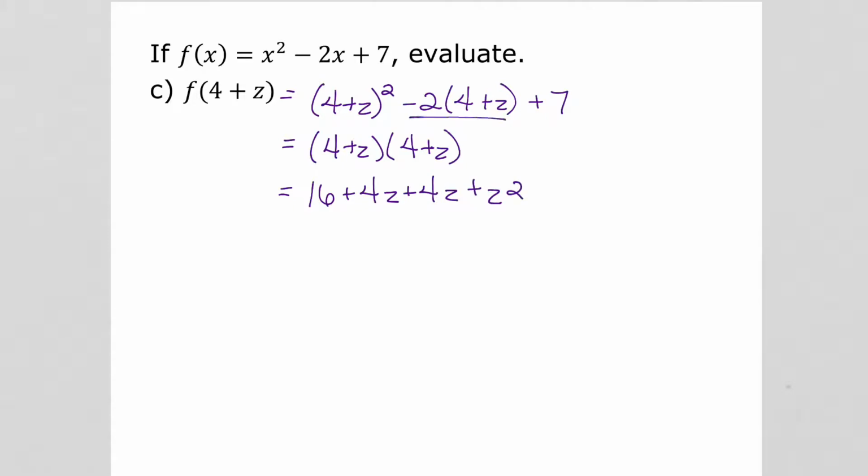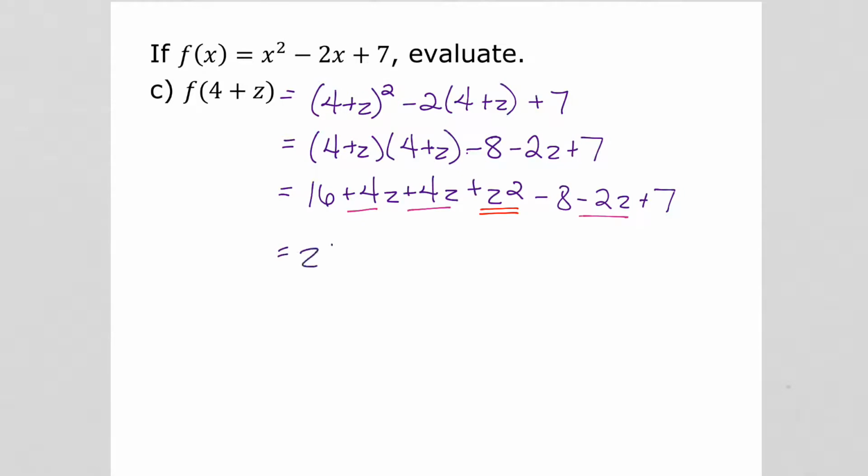Then going back up to negative 2 times 4 plus z, distribute the negative 2. So negative 2 times 4 is negative 8. Negative 2 times z is negative 2z. I'll go ahead and tag that on down here. Combine our like terms. So we've got a 4z, and a negative 2z. We've got just one z squared.